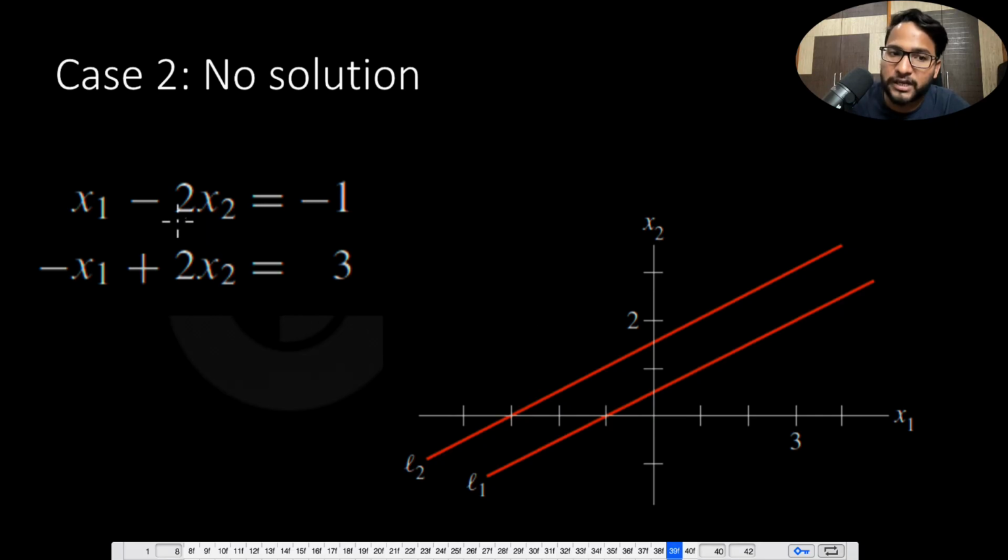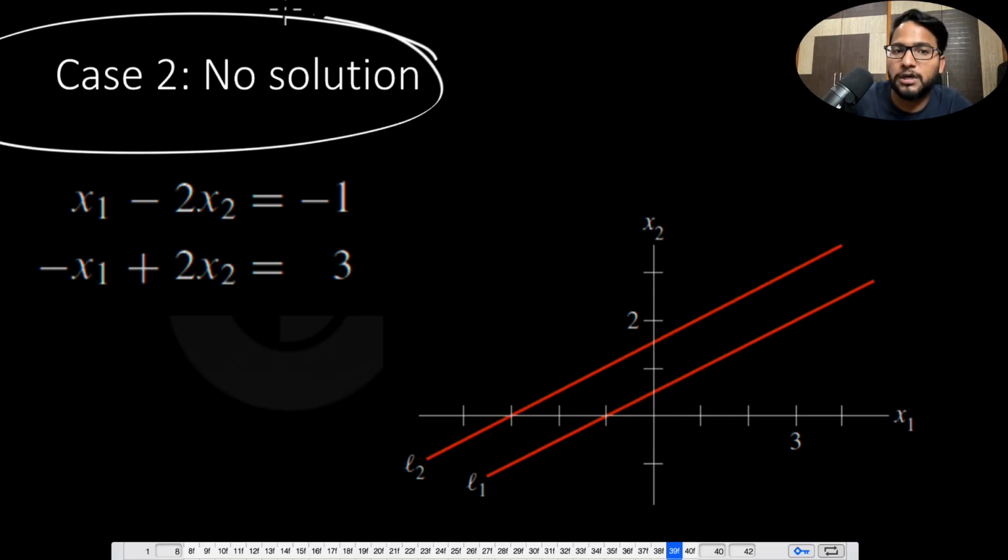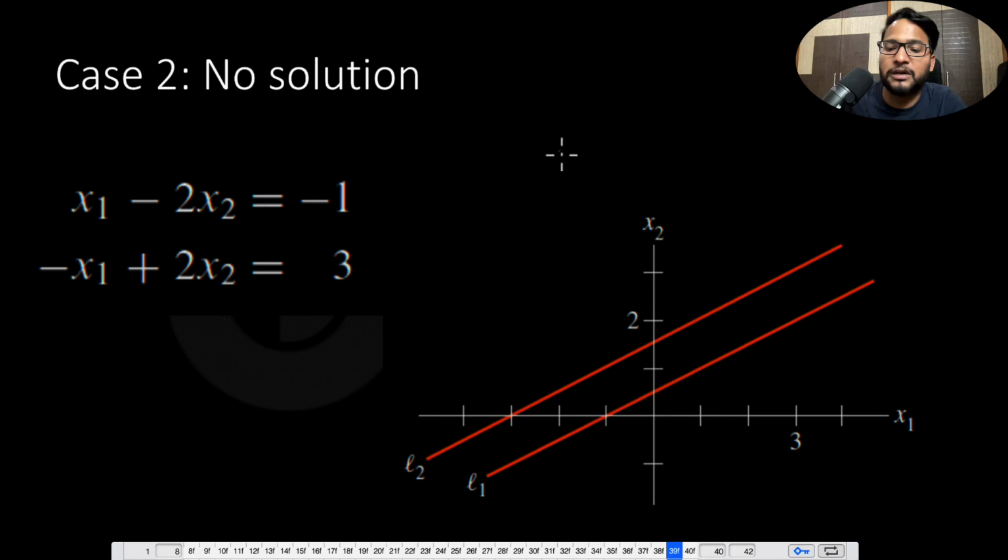Here x1 minus 2x2 equal to -1. But here, if you just multiply by -1, this is x1 minus 2x2 is -3. It is actually like the first equation is saying -1, the second equation is saying -3. So basically these two equations are never going to meet each other. So that's why there is no solution. So yeah, there are cases where no solution also exists. So don't worry, we will see it in a more elaborate fashion.